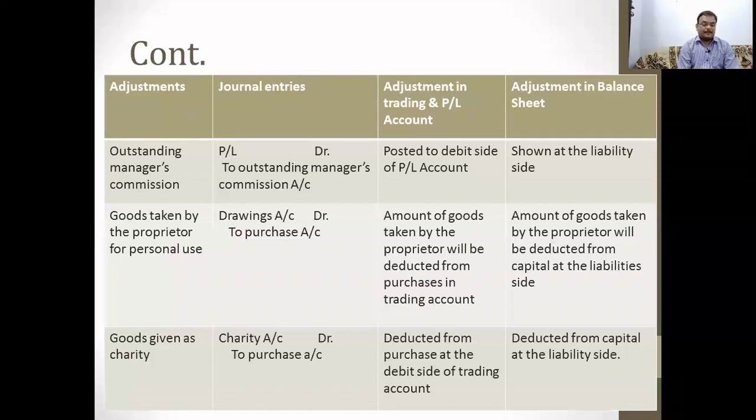Goods given as charity, charity is also a type of expense, so charity account debit to purchase account because it affects the stock, it affects the purchase, so deducted from purchase at debit side of trading account and deducted from capital at the liability side.